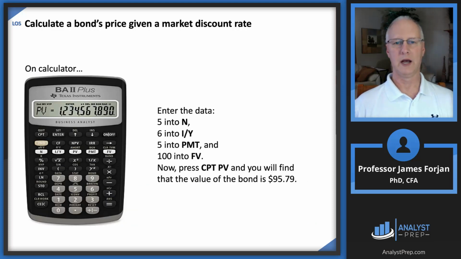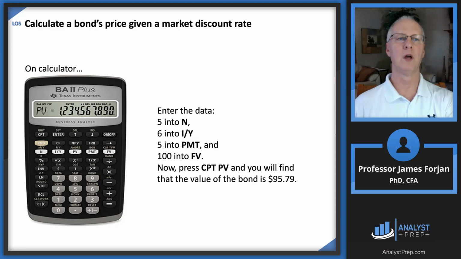But of course, you're not going to take all of this time to discount each of those future cash flows. You're going to get out the financial calculator. And whether you have the BA2 Plus or the 12C, what you're going to do is enter it just like this. So 5 is N, 6 is the interest rate, 5 is the PMT.